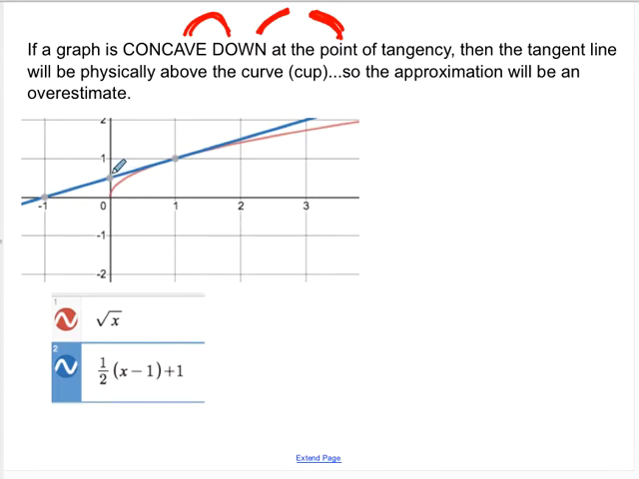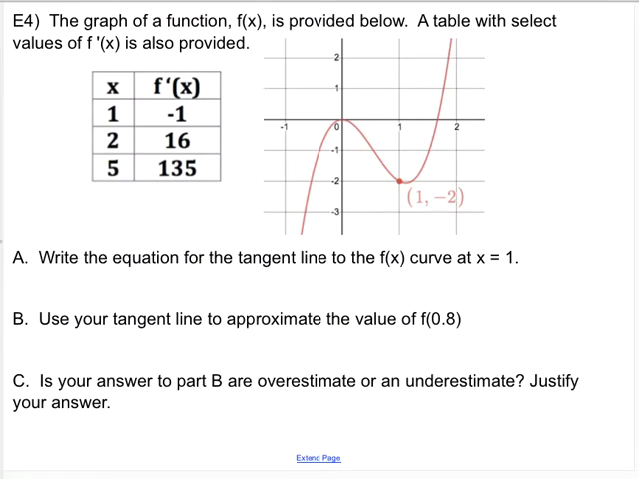So if you're asked if a tangent line approximation is an over or underestimate, it's a question about the concavity of the graph. Again, in Unit 5, we're going to talk about how to mathematically find those values, but for right now, we're just going to be able to assess visually if a graph is cupping up or cupping down. So let's look at this one.